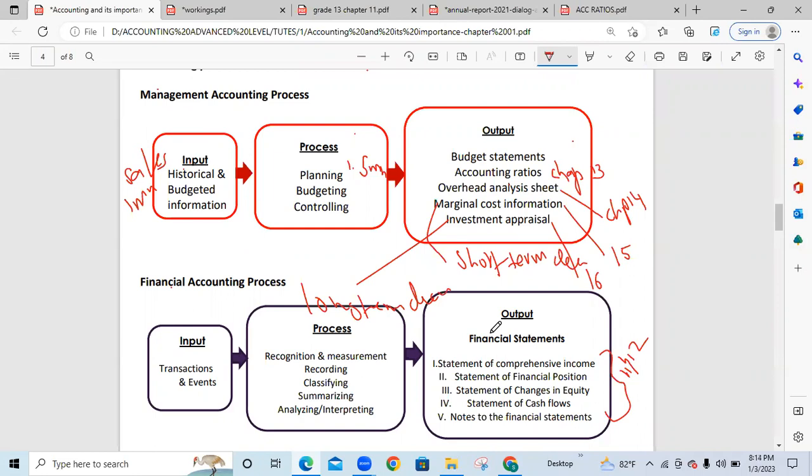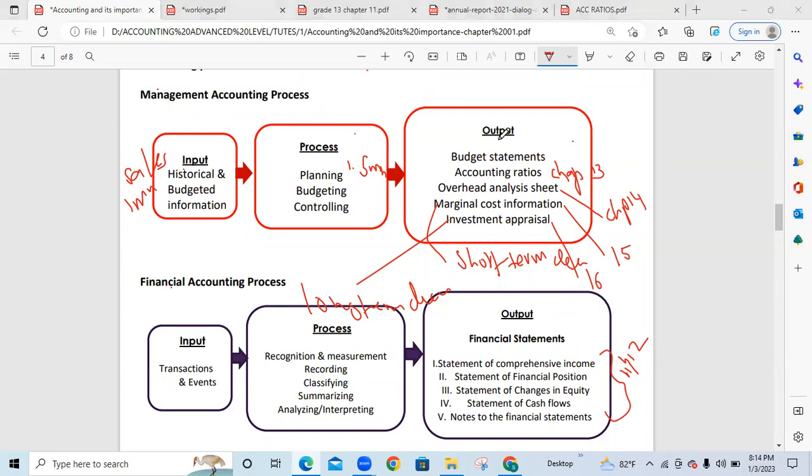Okay, accounting ratios, guys. What are accounting ratios? Accounting ratios find the relationship between accounting elements. I hope you all are writing these down. Accounting ratios find a relationship between accounting elements.